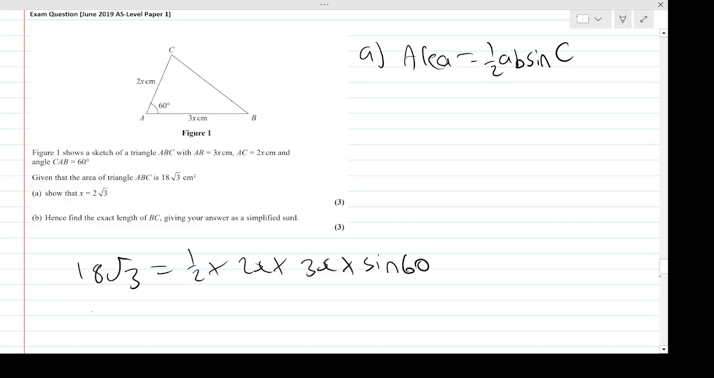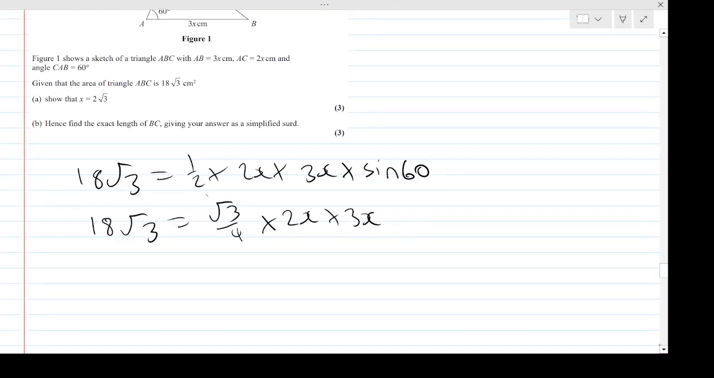So then 18 root 3, if I simplify the right side, well, half times sine 60 is root 3 over 4. And then we're going to times by 2x times by 3x.